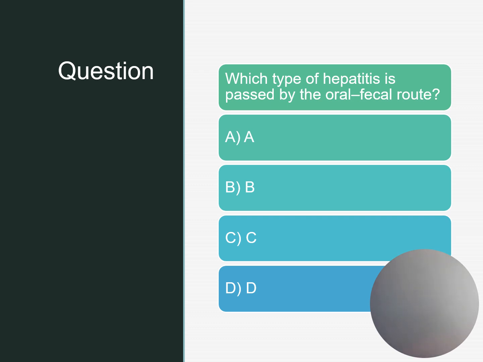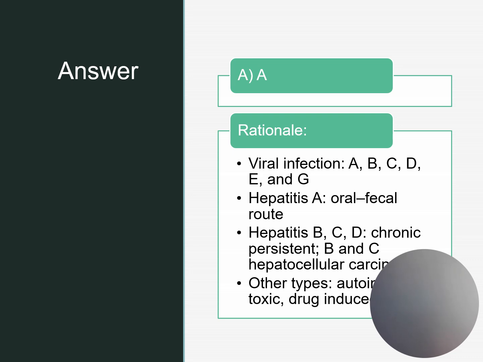So which type of hepatitis is passed by the oral fecal route? Type A.